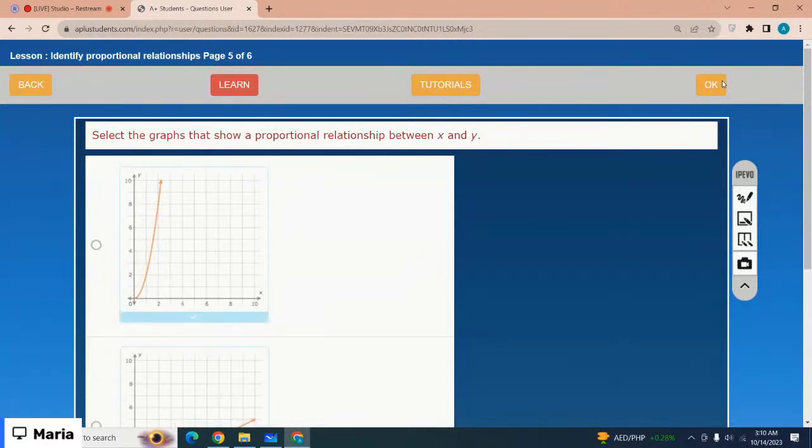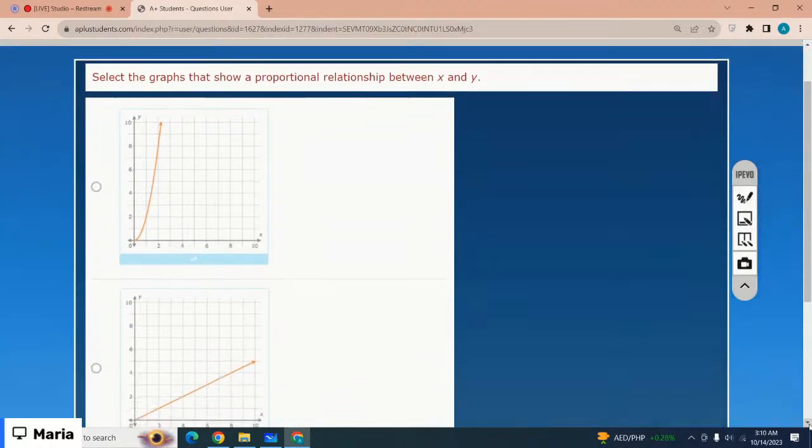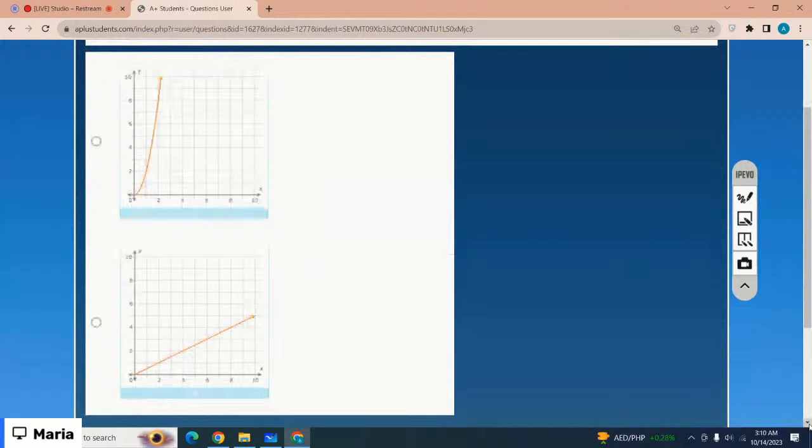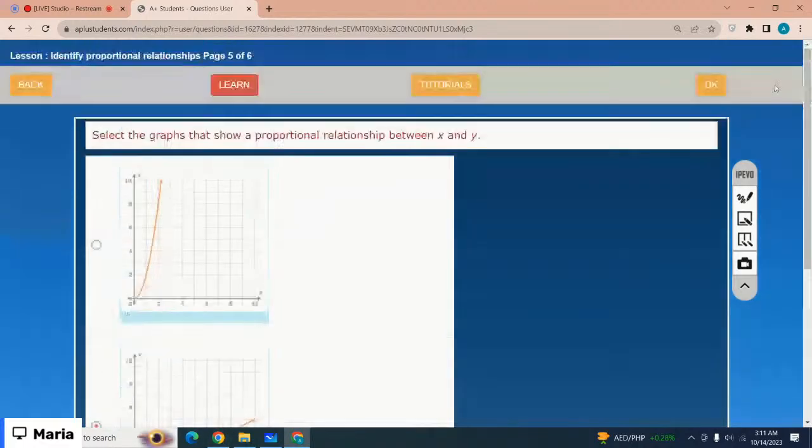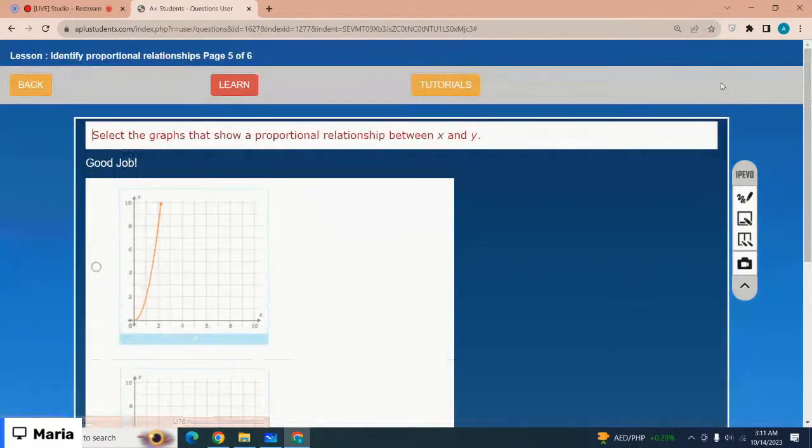Okay, select the graph that shows a proportional relationship between x and y. So, which is the correct option? Option one or option two? Very good. Option number two is the correct option. That is the graph that passes through the origin. So, option two is the correct option.